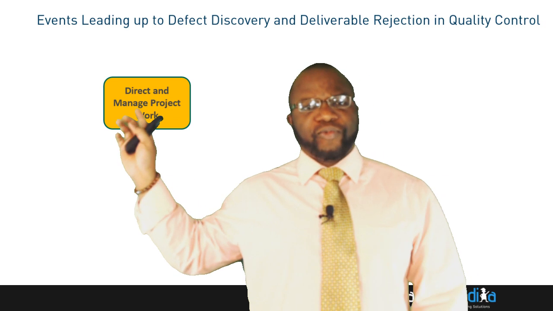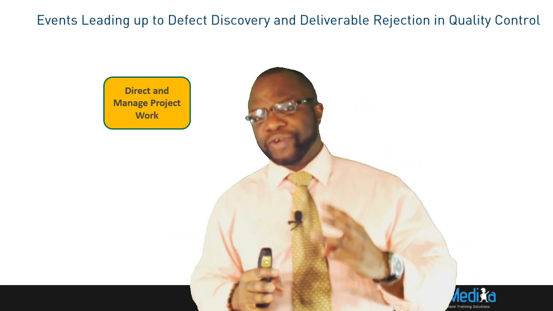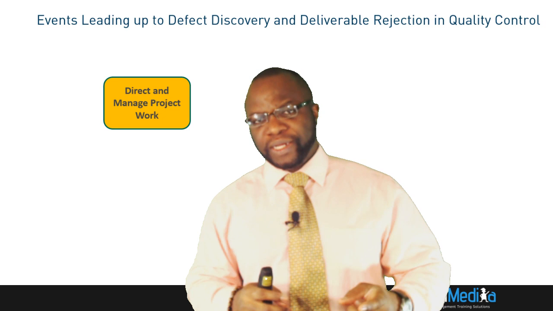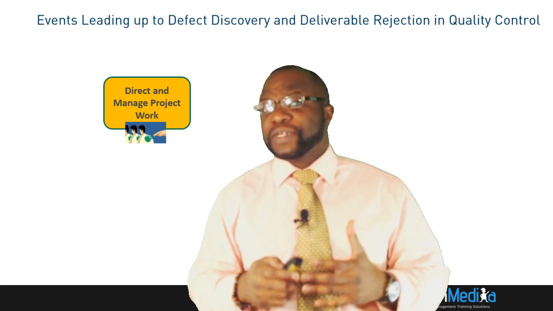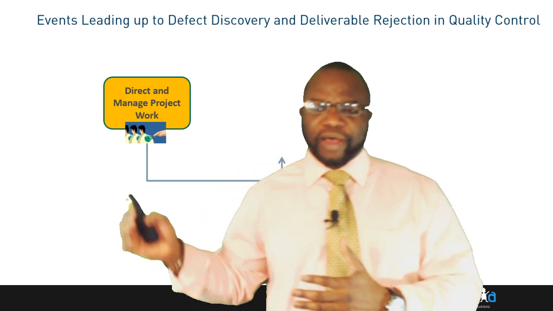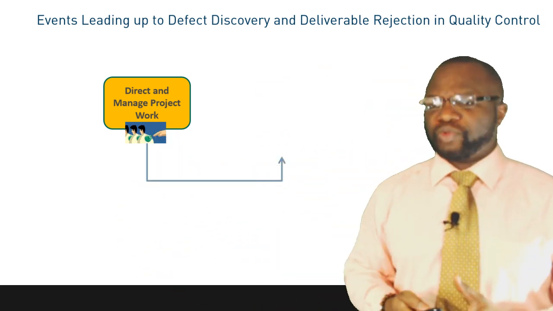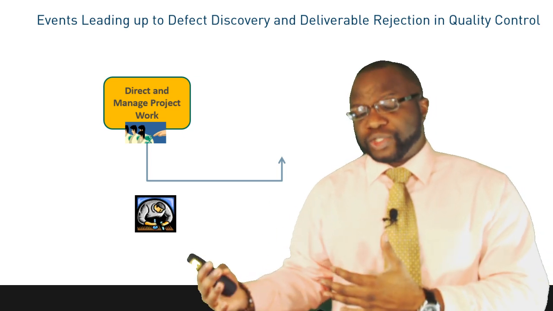So it starts off with direct and managed project work. You do know that this is a process that gives you three unique outputs. It gives you WPD, it gives you the issue log, and it gives you deliverables. But let's focus first on the deliverable aspect of what this gives you. So we see an arrow coming from direct and managed project work, and that arrow is really representing the flow of deliverables to another process.